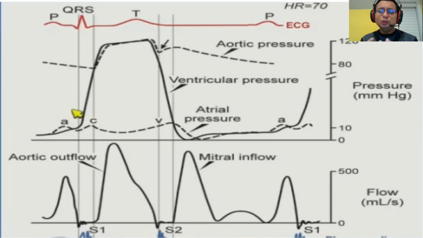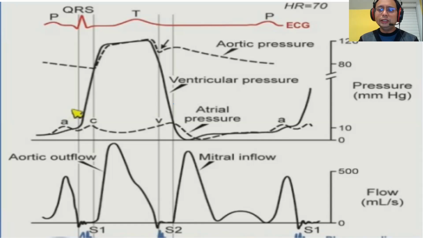When it becomes so stiff, it actually goes the opposite way from the normal relaxation. So the IVRT, rather than prolong, it becomes shorter. So an IVRT that is less than 70 milliseconds and a deceleration time that is less than 150 milliseconds, that is considered the patient has impaired, severely impaired diastolic function, either grade 2 or grade 3.